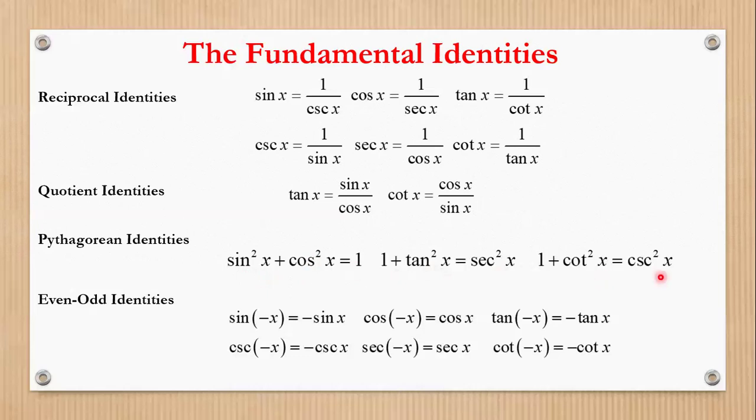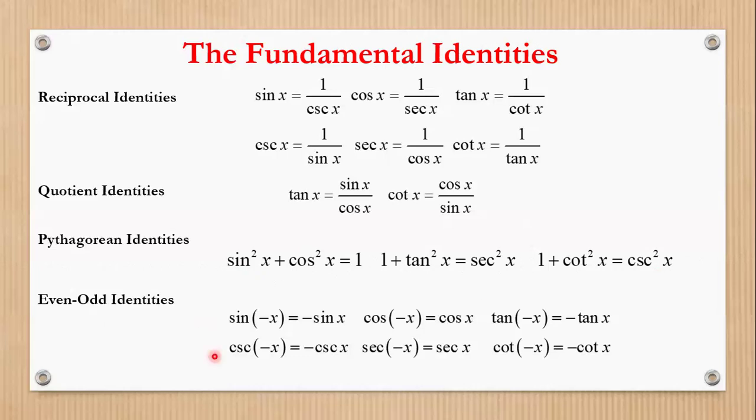And the proof of all of them is in the textbook if you want to look at it, but we don't need to know them. We need to know how to use these identities when we are solving problems. And we also have even-odd identities, which is about the functions that are even or odd.